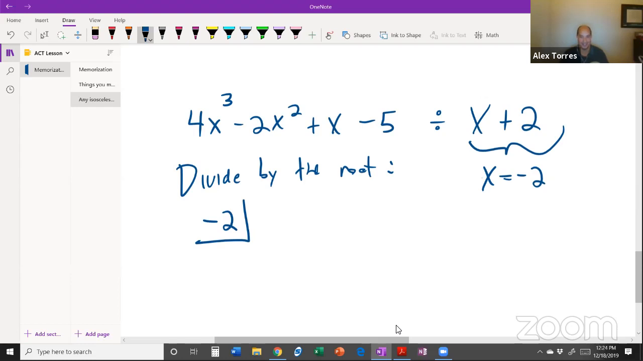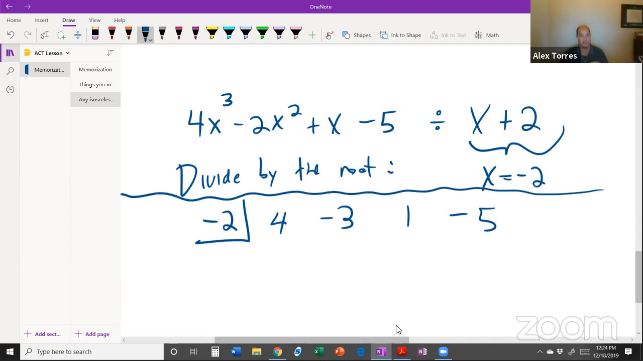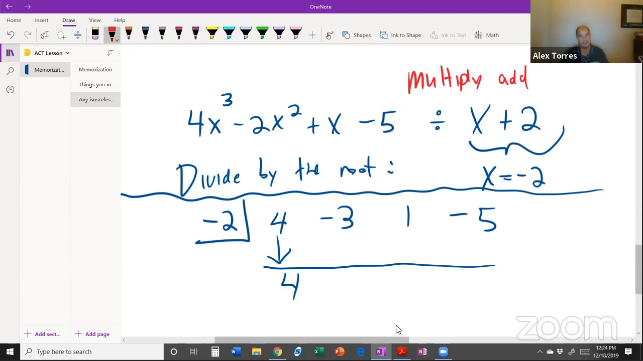So we have x equals negative 2, and 4, negative 2, 1, and negative 5 are the coefficients of this polynomial that we're dividing. So we're going to go ahead and bring down the 4. And the saying you want to have in your head for synthetic division is multiply, add, multiply, add. So, it takes a little practice.